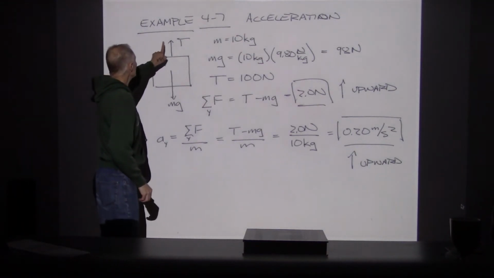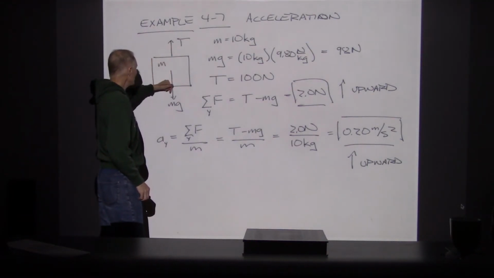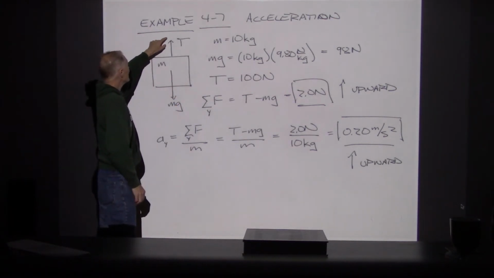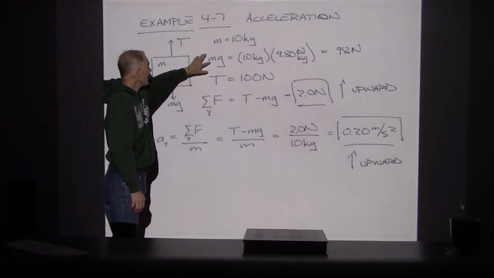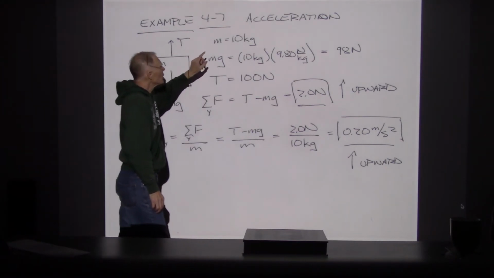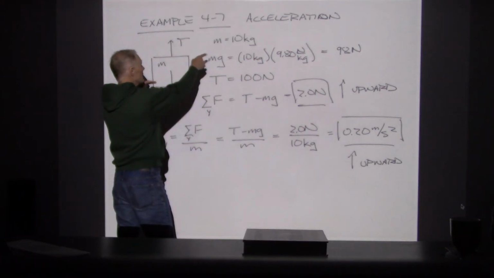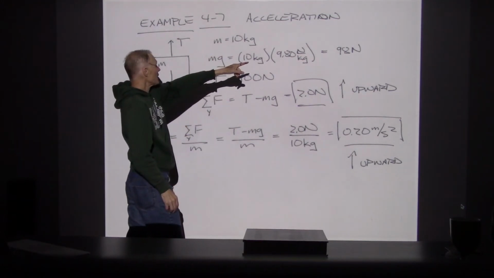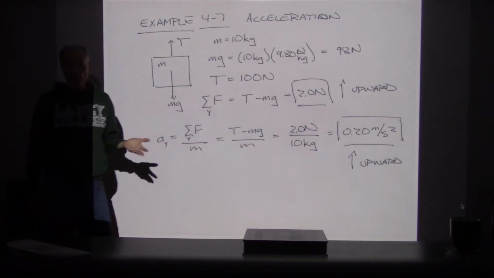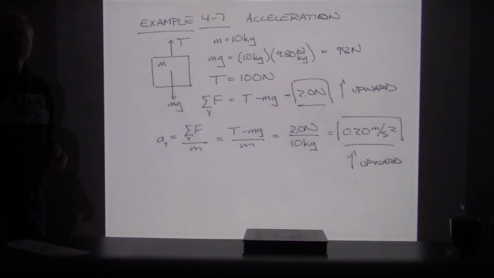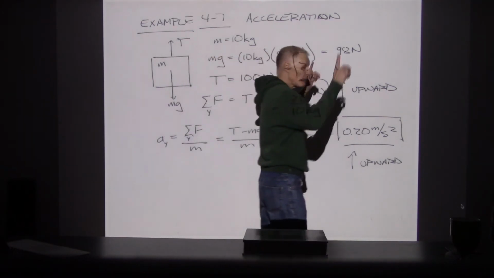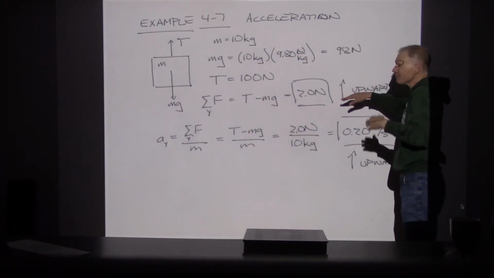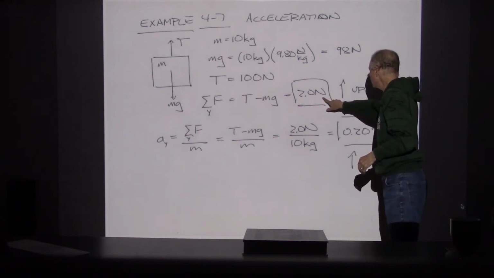So I have a tension force upwards. I have an mg downwards, and it is the case now that the tension has become larger than mg. So I can calculate how large the gravitational force is. The gravitational force on a 10 kilogram object would be 98 newtons. The tension is at 100 newtons. So I'm getting a net force, but it's not very impressive. The net force is going to be 2 newtons, in the upward direction. So I've got this net force of just 2 newtons upwards.